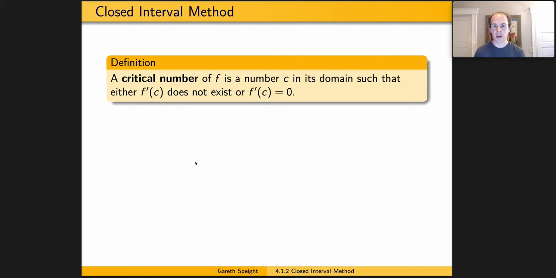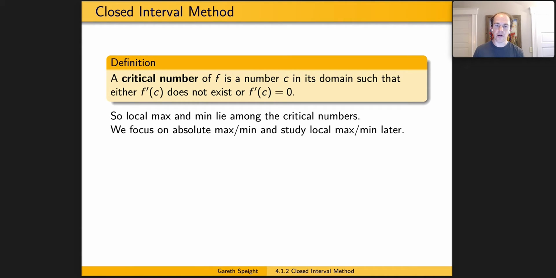A critical number is a number where either the derivative does not exist or where the derivative equals 0. And we just said that the local max and local min lie among the critical numbers. But not every critical number is a local max or local min. So later, we're going to need more tools to figure out which critical numbers are local max and local min. Let's focus on the absolute.